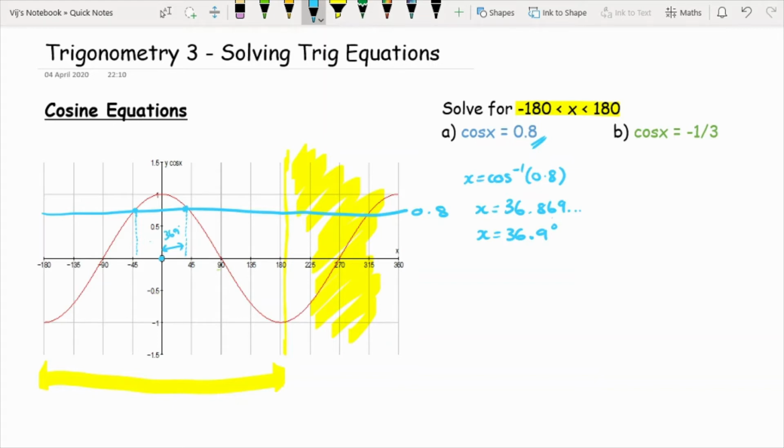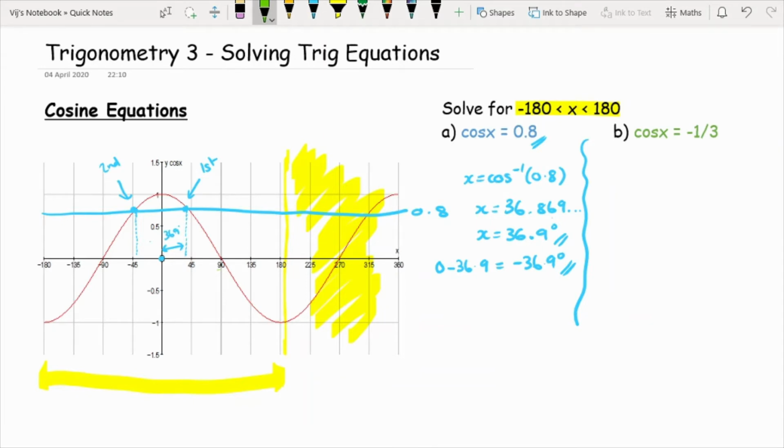Now to find the second point, which is on the negative side, so this is the second point and this is my first point, all I need to do is 0 minus 36.9, which is going to give me -36.9. So there I have found my two solutions. To find the first angle we use the calculator. To find the second value I then need to use the graph and decide whether to add or subtract, and from what value. So moving on to the second part, I'll change to a different colour pen.